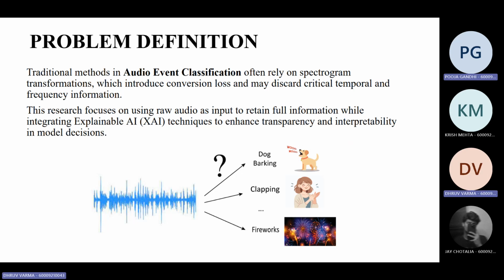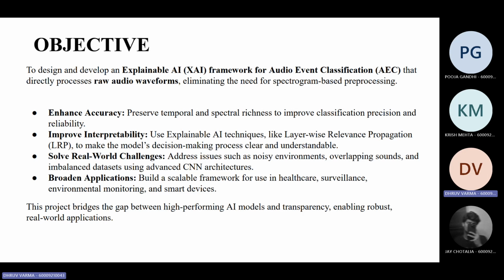Some of the classifications include dog barking, clapping, fireworks, etc. Coming to the objective, we aim to design and develop an explainable AI framework for our audio event classification, which directly processes the raw audio waveforms. As we saw in previous slides, it enhances accuracy, provides robustness against background voice or noise, whatever we would like to call it. It provides improved interpretability since we're using explainable AI techniques like LRP, and it can be used to solve real world challenges. Apart from that, this becomes a foundation for broadening applications which would be implemented in the future.